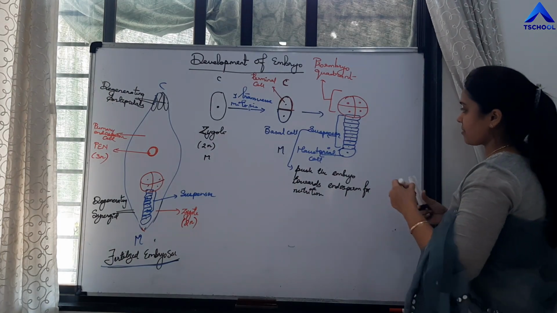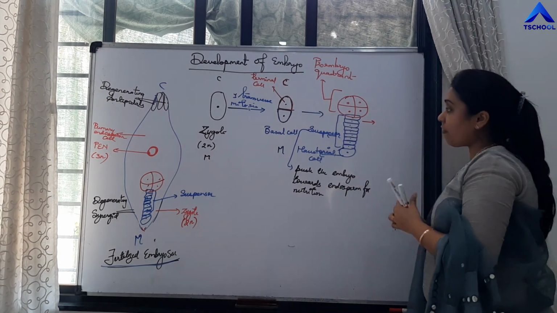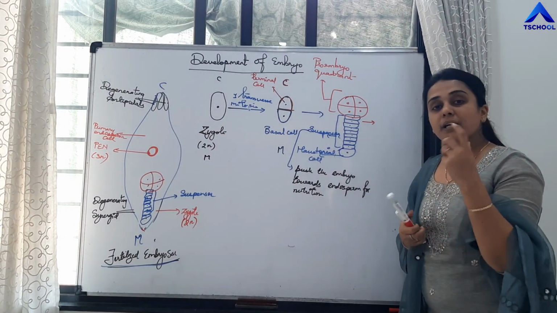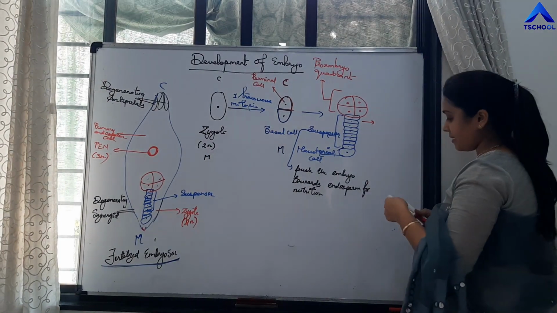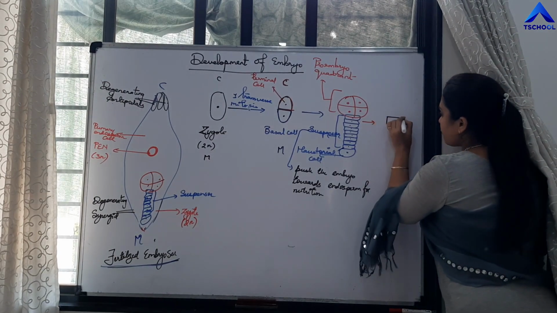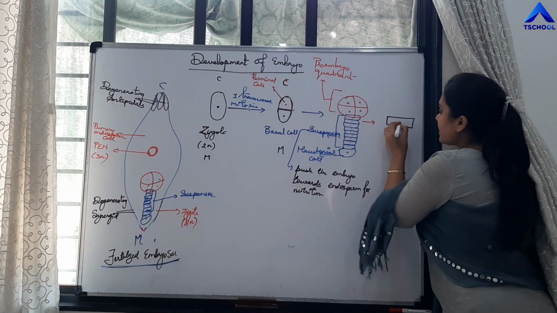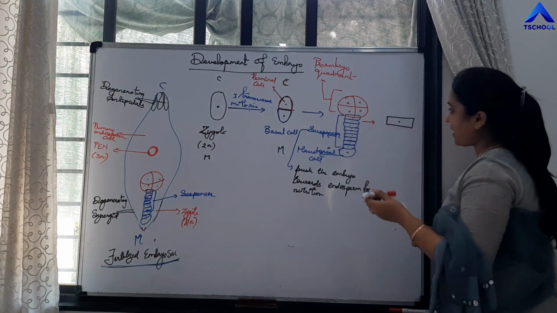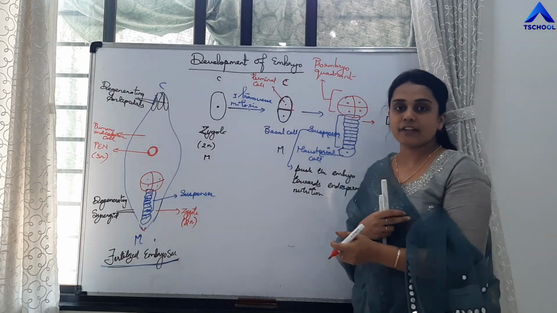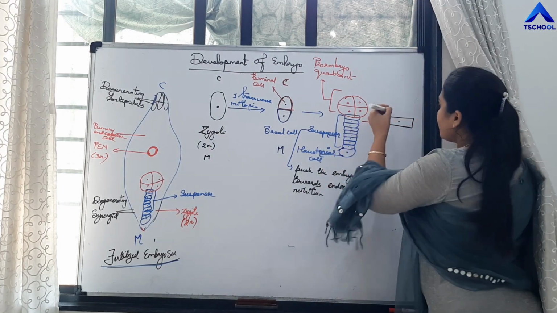Now what happens? The cell of the suspensor which is in contact with the proembryo quadrant becomes bigger in size, and that cell is called the hypophysis. So the cell which is in contact with the proembryo quadrant is called the hypophysis. And this proembryo quadrant again undergoes one more mitotic division. So from four cells, how many cells are formed? Eight cells are formed.